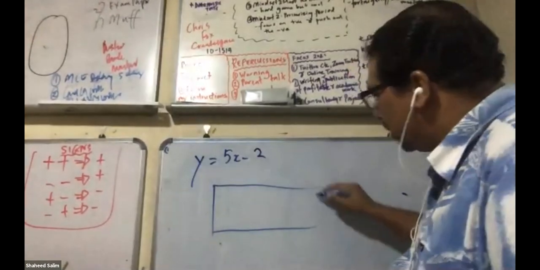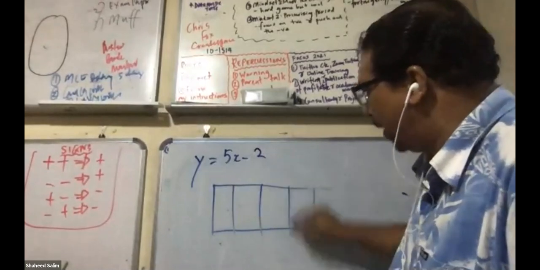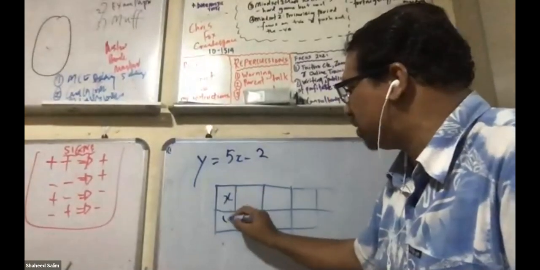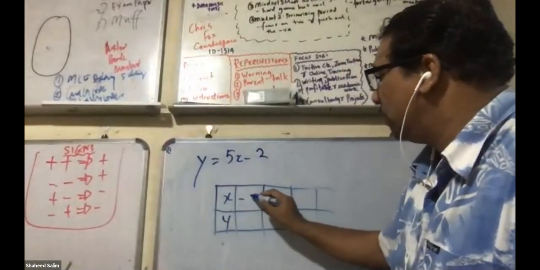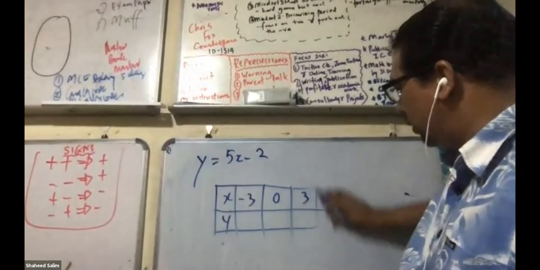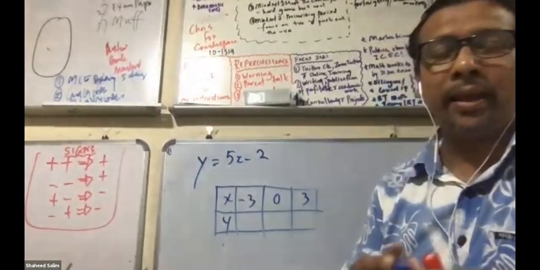Okay, you try now. I'm just asking you to do 3 points only. In schools, probably they ask you to do 6 points, 7 points. Never mind, just 3 points. Let's say now minus 3, 0, and plus 3. Can you just fill in what is y?